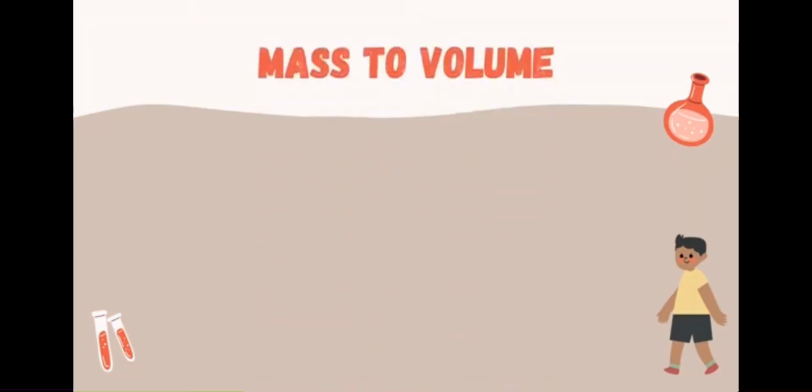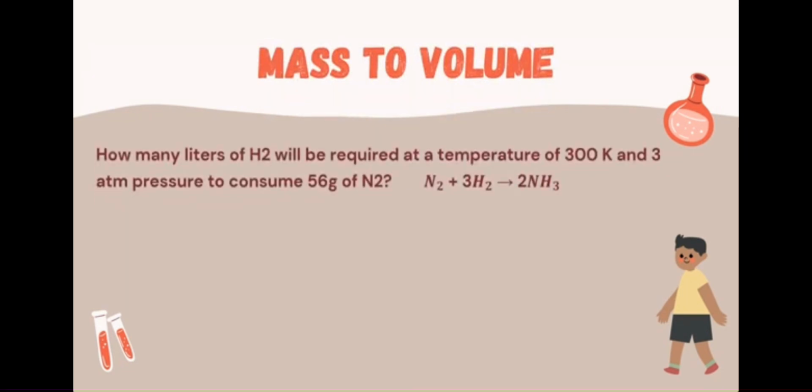Mass to volume. In solving for the volume from mass, we have to find the moles of the unknown first from the given mass using conversion factors. For example, how many liters of hydrogen gas will be required at a temperature of 300 Kelvin and 3 atmospheric pressure to consume 56 grams of nitrogen gas? So we are given a temperature of 300 Kelvin, 3 atm pressure, and the mass of 56 grams of nitrogen gas. In the equation, we are asked to determine the volume of hydrogen gas.